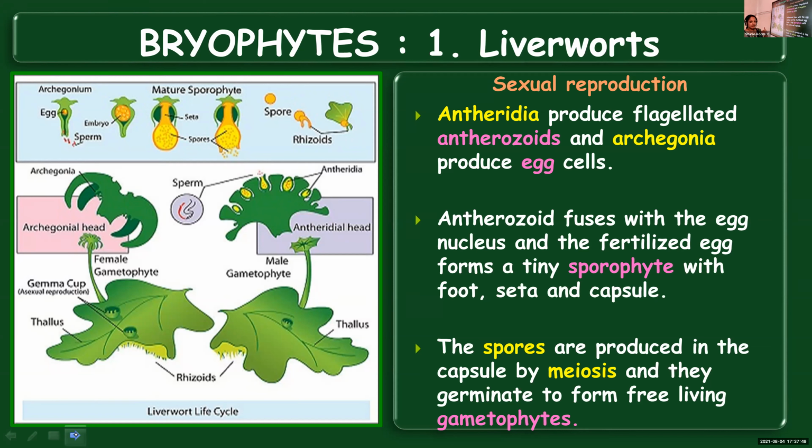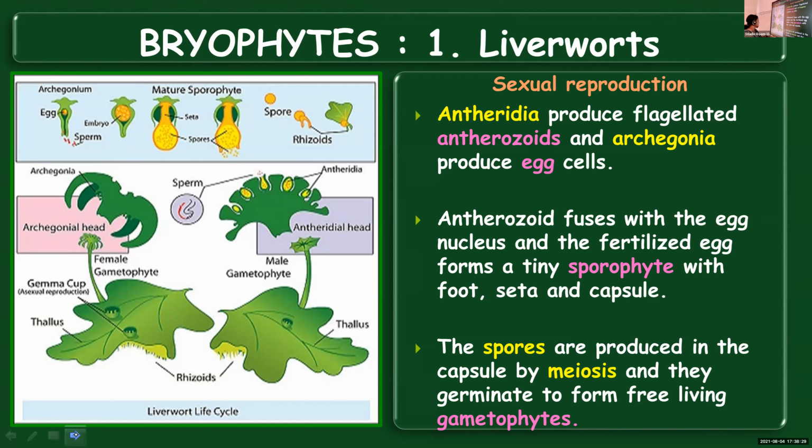The gametophyte is bearing these sex organs, and once the gametophyte produces the gametes, they will fuse and the egg gets fertilized, or a zygote will be formed, which will develop into a sporophyte with foot, seta and capsule. There are three main parts of the sporophyte: foot, seta and capsule. I think in the next slide you might be able to see the figure. And as the name suggests, the sporophyte will produce spores.